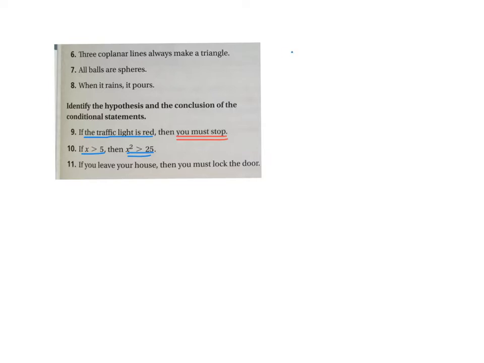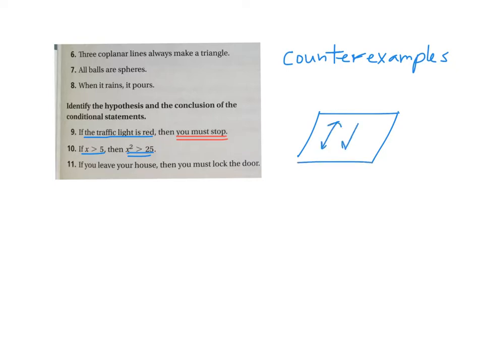If you look at 6 through 8 there, that's what you were supposed to be doing on those. So to find a counterexample to something, you're just looking for a situation where, if you made it an if-then statement, the then portion, the conclusion portion, would be false, okay? So for instance, 3 coplanar lines always make a triangle. Basically, you're saying if 3 lines are coplanar, then they will make a triangle. Well, if this is my plane, I could have 3 parallel lines on that plane, and that does not make a triangle, so this would be my counterexample.